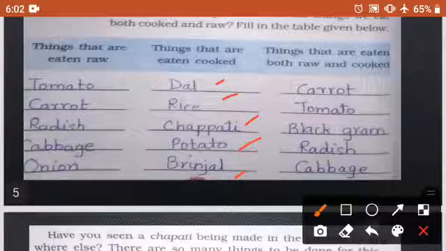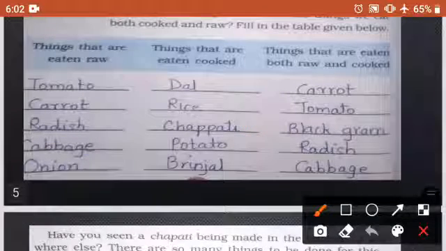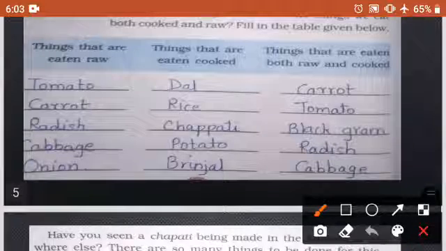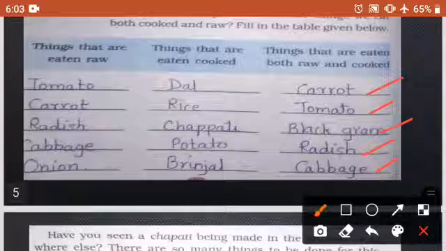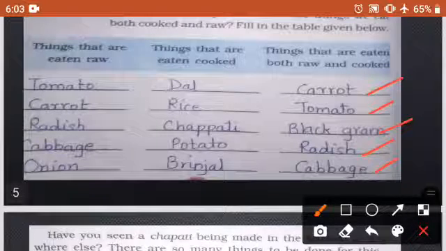Now next we see things that are eaten both cooked and raw. Means you can cook them and eat them, or you can also eat them raw, that is without cooking. Carrot, tomato, black gram, radish and cabbage. So you can eat carrot, tomato, black gram, radish and cabbage, both raw as well as cooked.